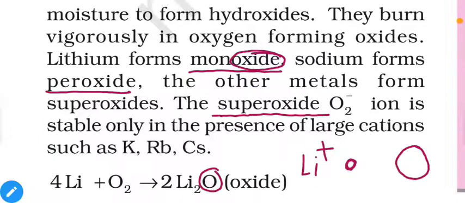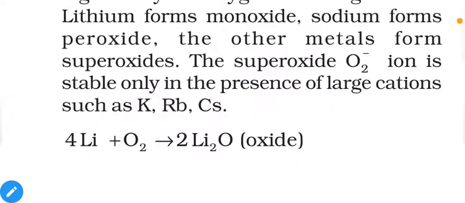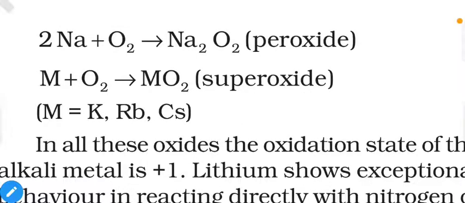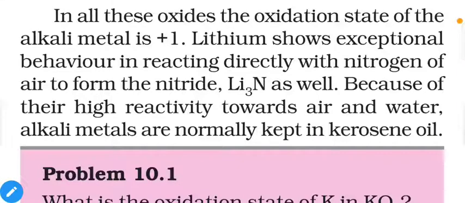So we cannot attach two oxygens at the same time to a small lithium, because it is very small and simply cannot reach both of these oxygens. That's why smaller atoms are not able to attach to a larger number of oxygens. All of these reactions are mentioned for lithium. As we can see, 4 lithium with 1 oxygen molecule gives Li2O oxide. Sodium forms peroxide, and metals like potassium, rubidium, and cesium form superoxide. In all the oxides, the oxidation state of the alkali metal is +1.